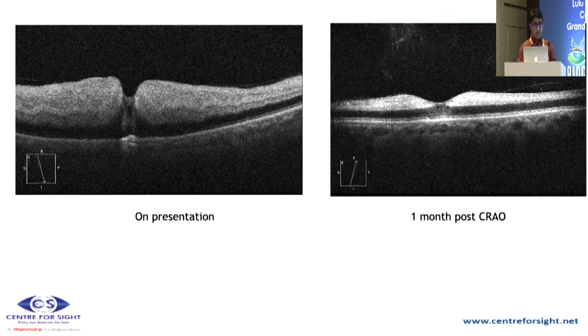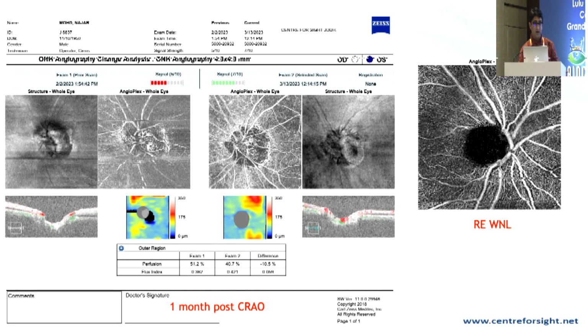After 1 month, he came back to us. The edema has gone down, and visual acuity has improved to half-meter finger counting. And we all know that after CRAO, within a week or more, there's recanalization of the vessels. The perfusion starts after a week. So how to document that perfusion? We did an ONH angio again. This was on presentation, and this was after 1 month of CRAO presentation.